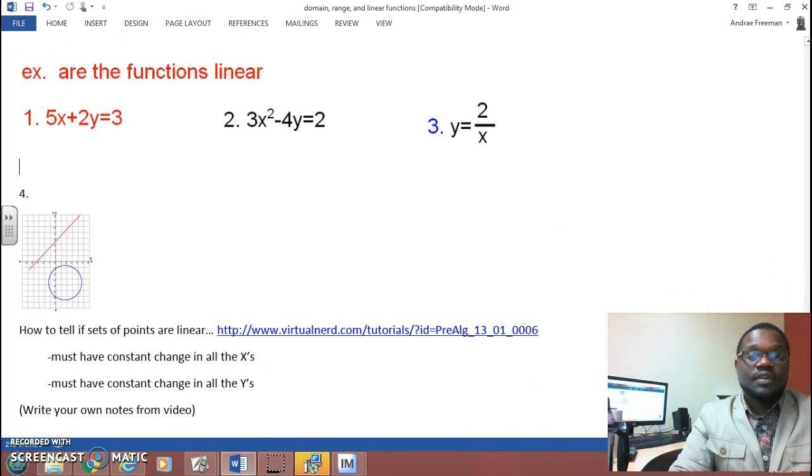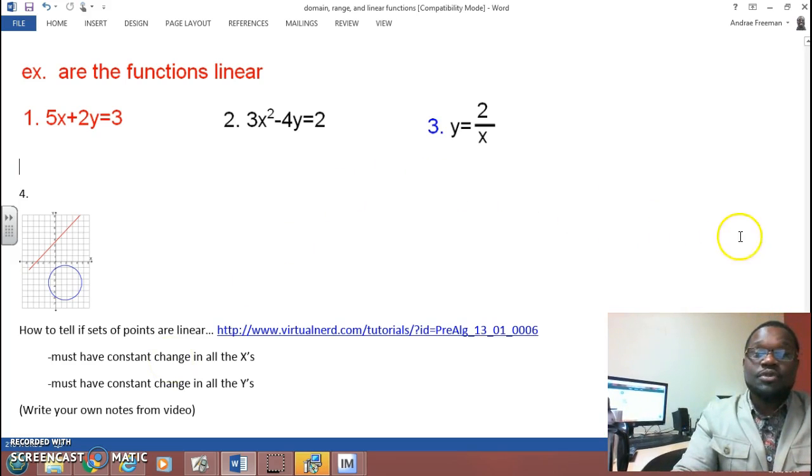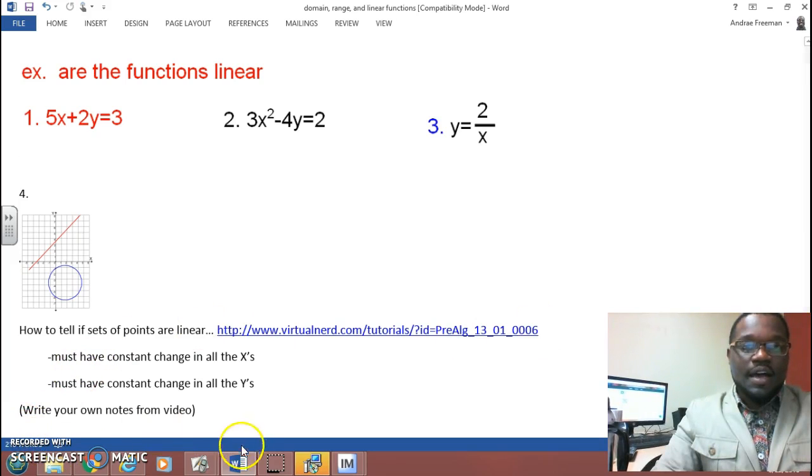Now, I would like for you guys, when you see this online, to go ahead and click this. And this is how to tell if points or sets of points are linear by looking at a graph. See, now we moved into specific types of points. We're talking about how they're linear. Okay, running out of time. This video is about functions in general, and then we specifically got into linear functions. Make sure you click this and take notes off of that because it talks about something else that I won't be able to talk about.